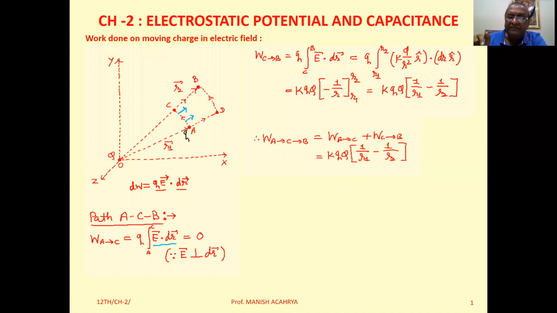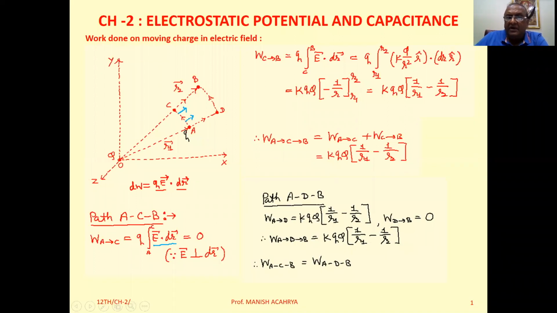Now let's calculate the work done to move charge small q on the path ADB. Now see, on the path ADB, when we move charge small q from A to D, point A is at a distance R1 and point D is at a distance R2, and path A to D is a straight line, linear path.